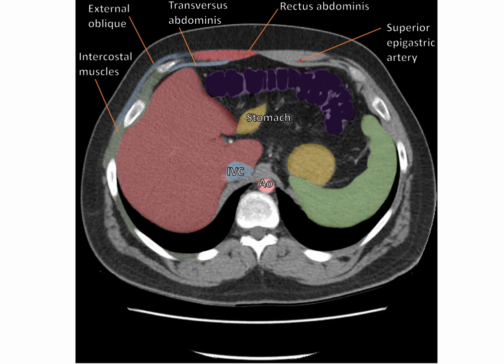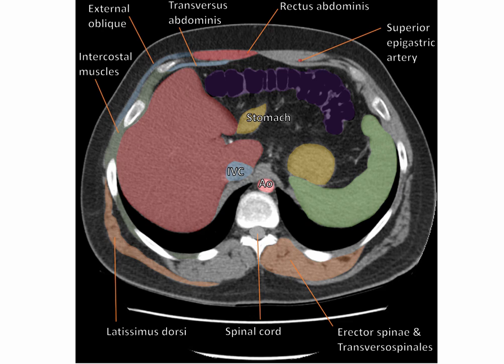Posteriorly, we can see the erector spinae and transversospinalis muscle groups. More laterally, we can also see the latissimus dorsi muscle. Also, we can see the spinal cord traversing the vertebral canal.